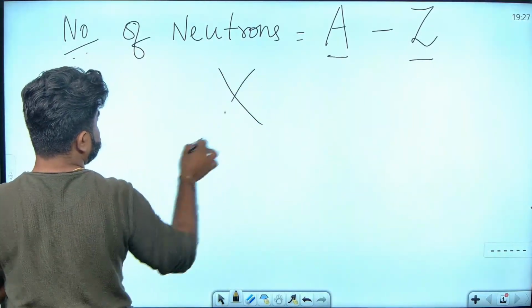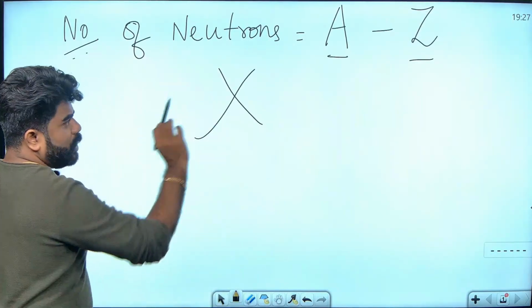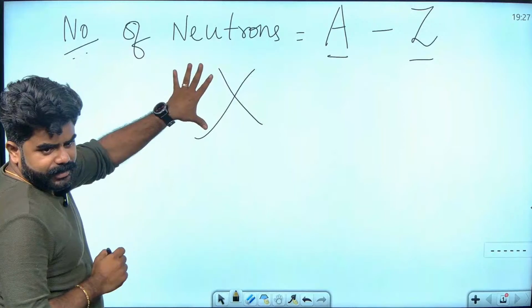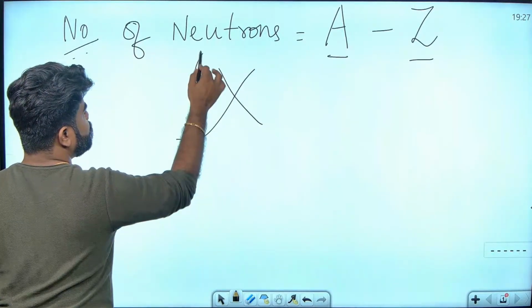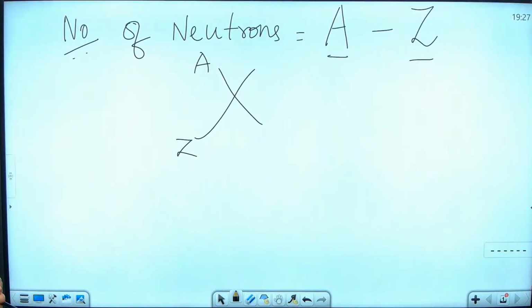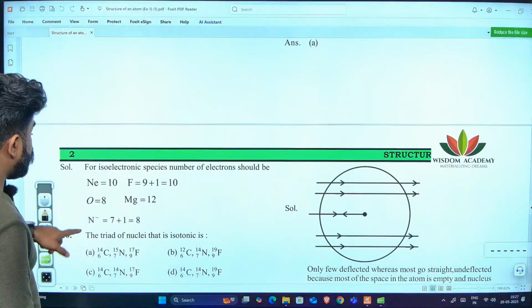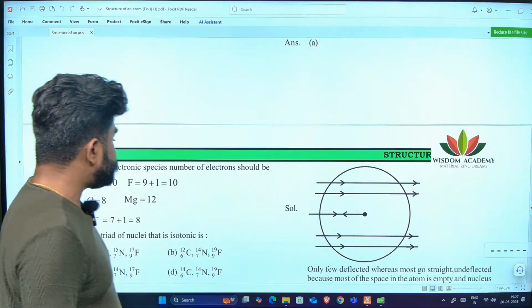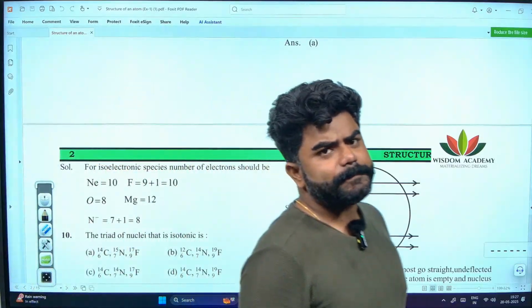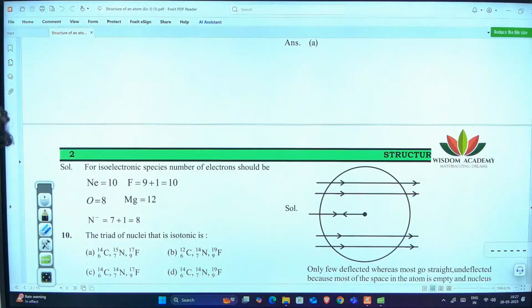Now for an element X, where will the mass number and atomic number be written? Below is the atomic number, above is the mass number. Okay, fine. Now solve this question: the triad of nuclei that is isotonic. Let's find out. Find the number of neutrons. Just subtract the atomic number from the mass number.